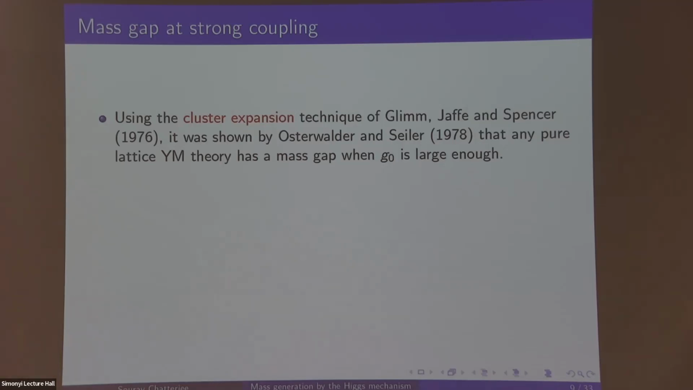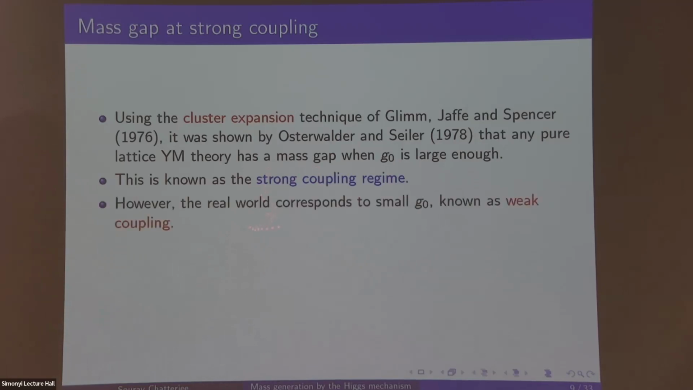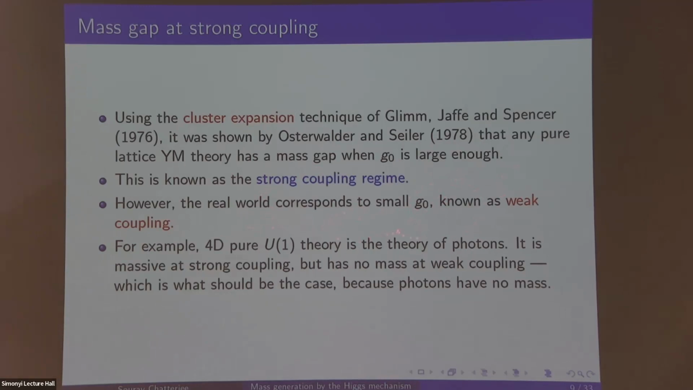Yes, exactly. So this is known as a strong coupling regime, when G0 is large enough, that is, the coefficient in front of the action is small enough. However, I'll come back to this later on. The real world corresponds to small G0. This is known as weak coupling, and in particular G0 tending to 0.